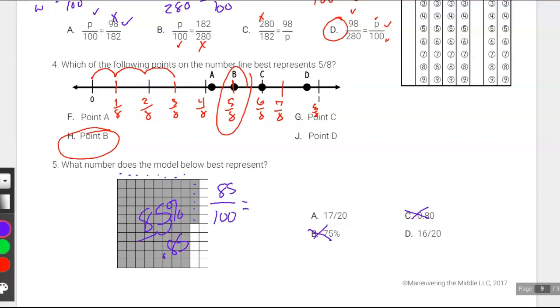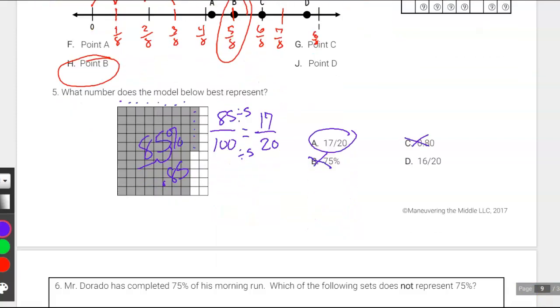And both of my remaining choices have 20 as the denominator. I know that 100 divided by 5 is 20. So I'm going to divide 85 by 5, and that's going to give me 17. So A is my answer. If you don't know that 100 divided by 5 is 20, you can just start reducing by things that you know and can see, and eventually you will get to the correct answer.